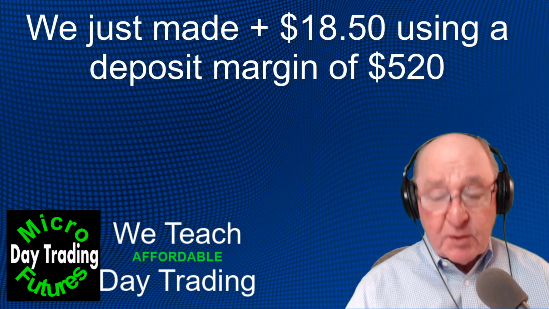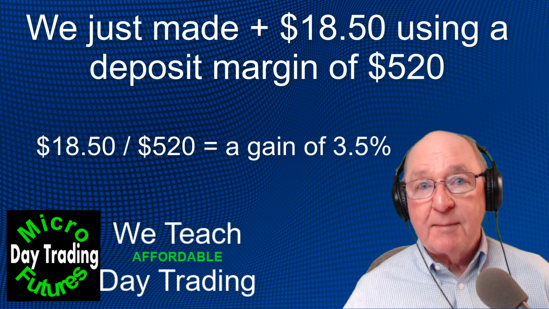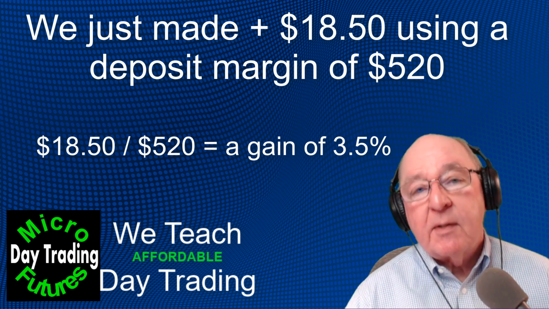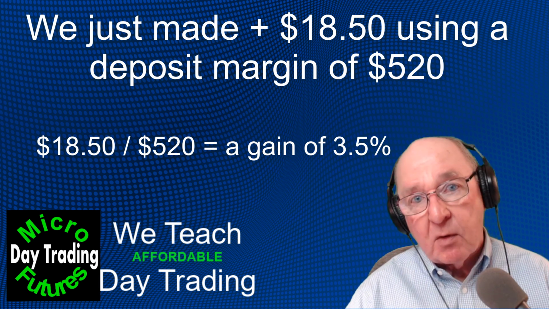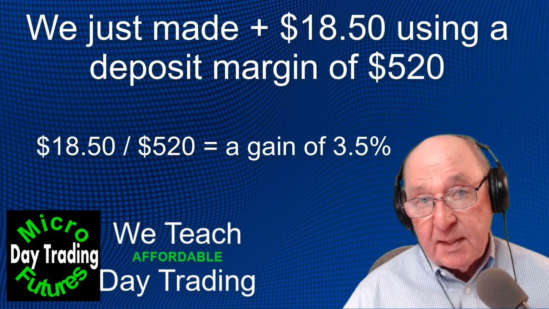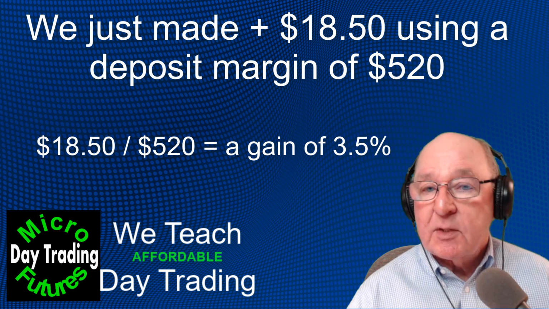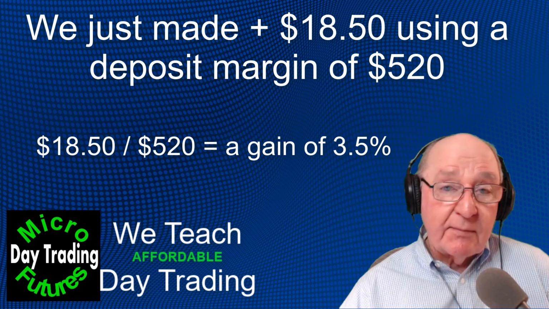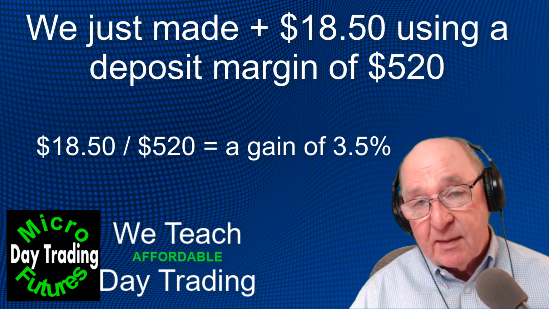So let's take a look at what just happened here. We made $18.50. Not exactly life-changing money, but I'm excited about it. And let me tell you why. Because the purpose of this entire channel is to show you how to trade with these smaller 1/10 size contracts. Now, we made $18.50 today off of an initial margin deposit of $520. That's a 3.5% return. You'd have to have that $520 in a bank savings account for over a full year to make what we made in 90 seconds here.